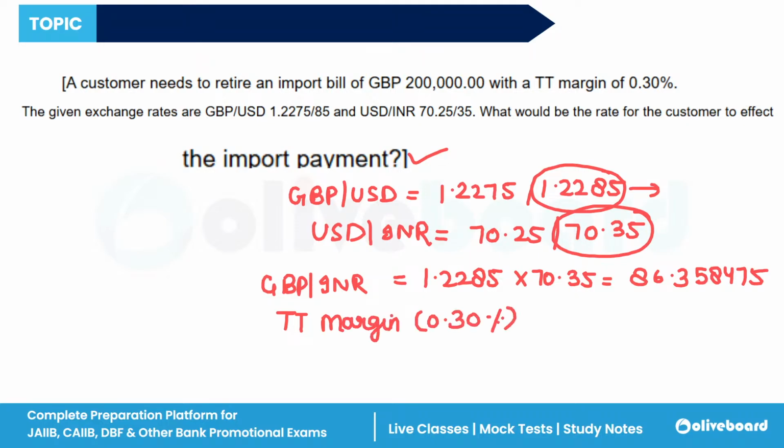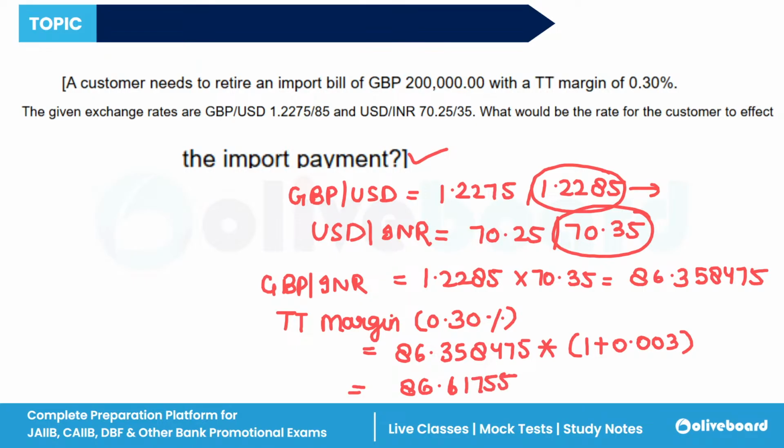Now add the TT margin that is given here, 0.30%. So for this, 86.8475, multiply with the margin, that is 0.003. So when we solve it, here we got 87.1080 approximately.